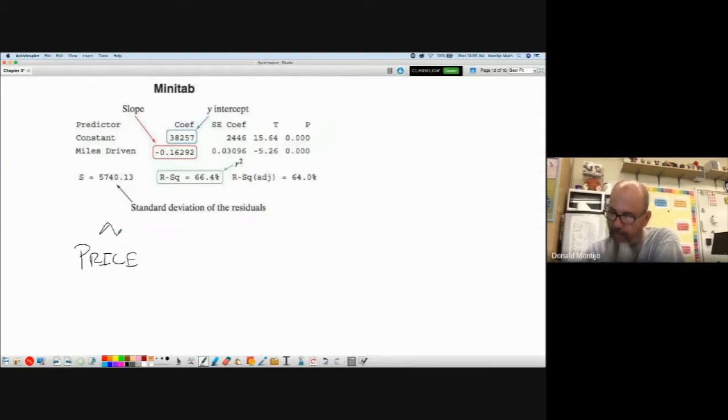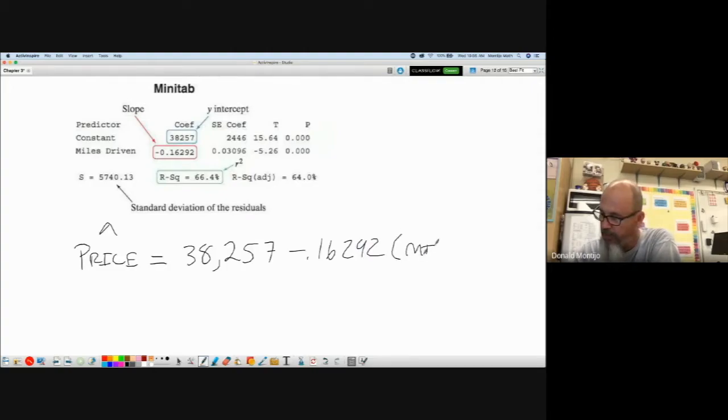So I'm going to put a little hat above price saying, hey, I'm a prediction. The predicted price is $38,257 minus 0.16292 times the number of miles on the truck. Okay. How do we explain what this negative 0.16292 number is? For every 1 mile, we predict the price will decrease by 0.16292 or 16 cents.